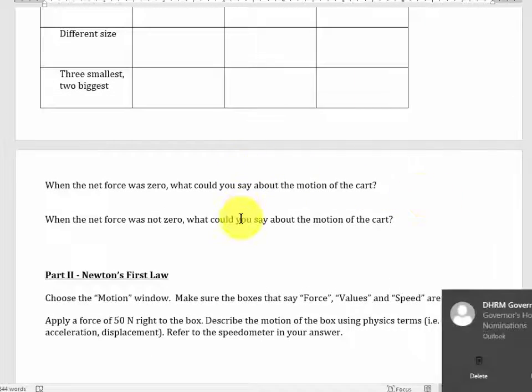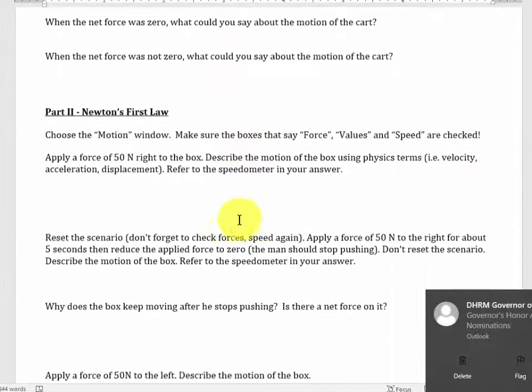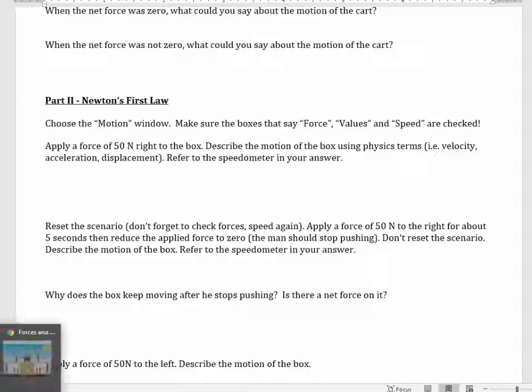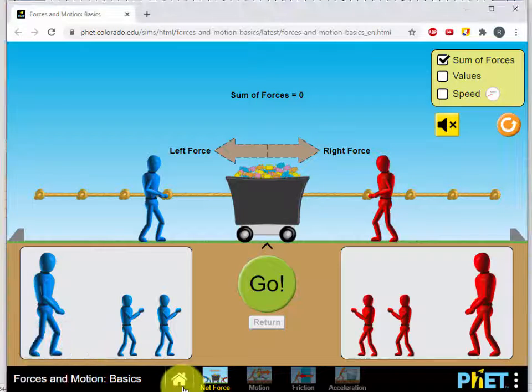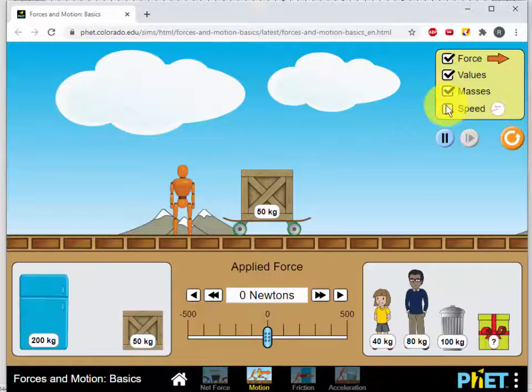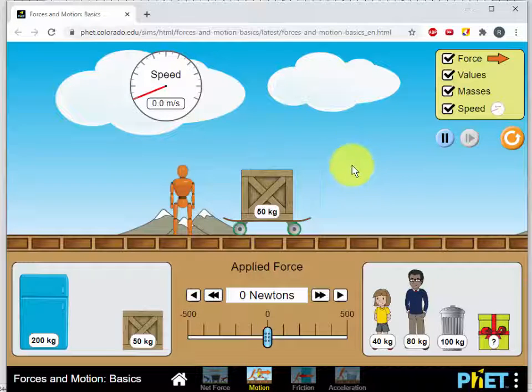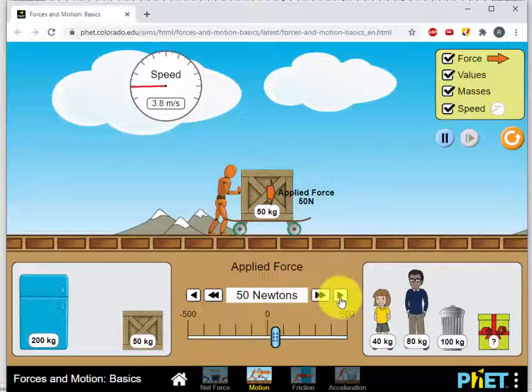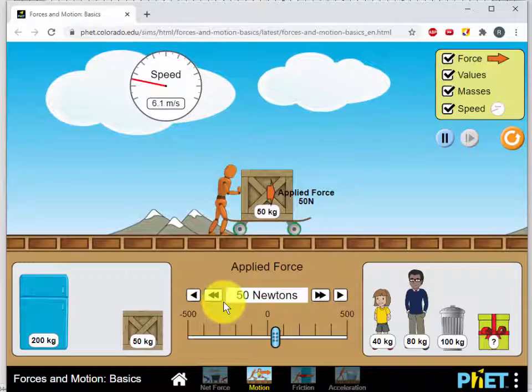A couple of quick questions to answer, and then I'm going to have you go to the motion window. In order to do that, you're going to click on this little home button right here, or you can click on this little motion guy right here. And now we're going to start pushing on some cart. I do have you check all of these boxes, and do note that once the speed hits 40 meters per second, the guy stops pushing. At that point, you will need to reset the simulation. You can do it in increments of 50 newtons, or you can do smaller ones. I don't really have you mess around with the smaller ones.